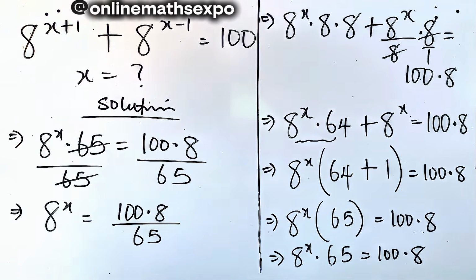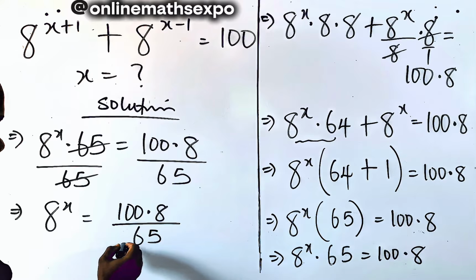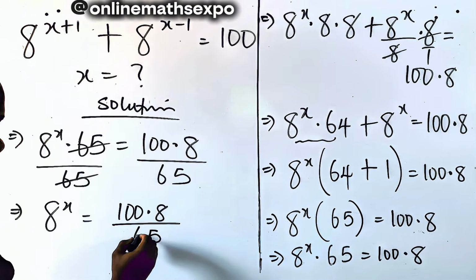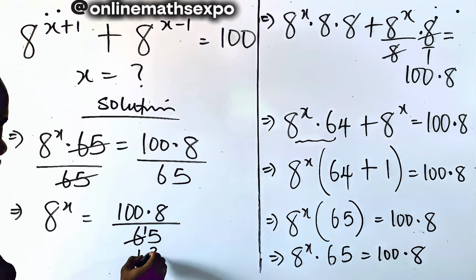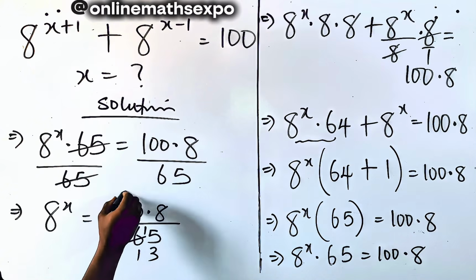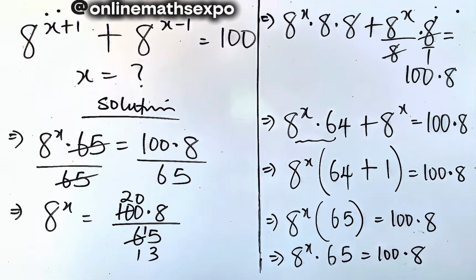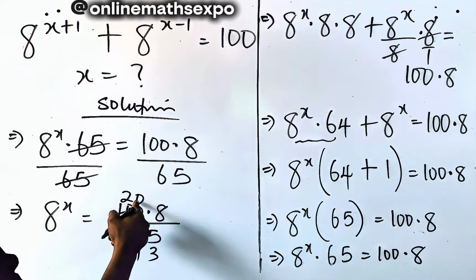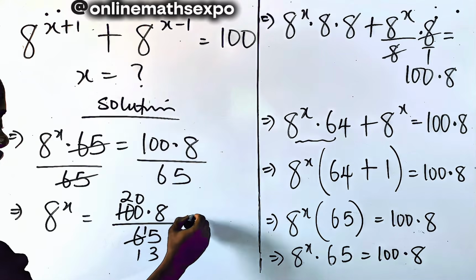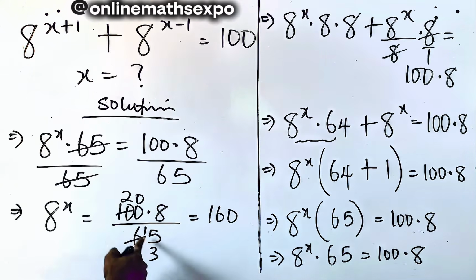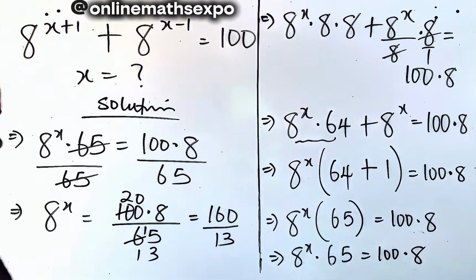So let's simplify. We can divide this by 5, and divide this by 5 here, which will give us 1. Remaining 1. 5 into 15 gives us 3. 5 here will give us 2. So we have 20. So it means we are having 20. 2 times 8 gives us 16. So we have 160 divided by 13.